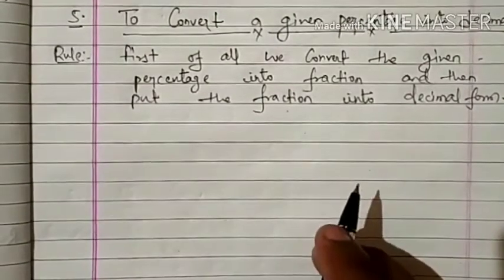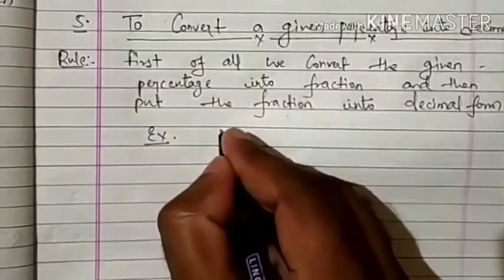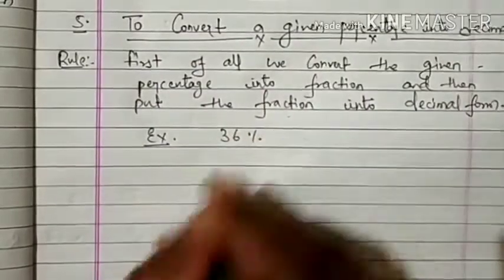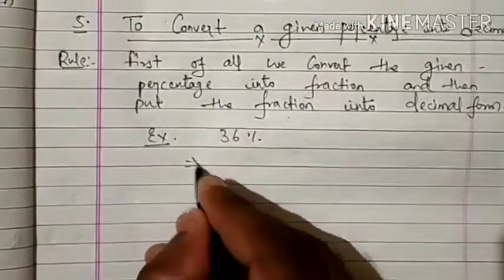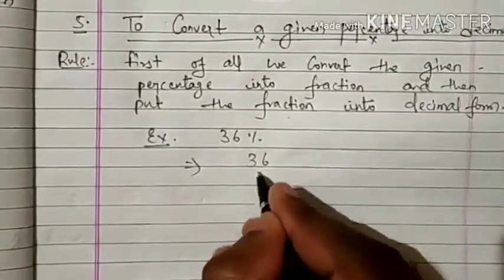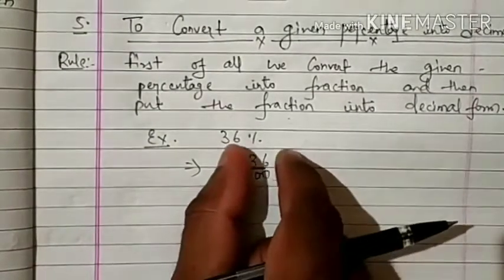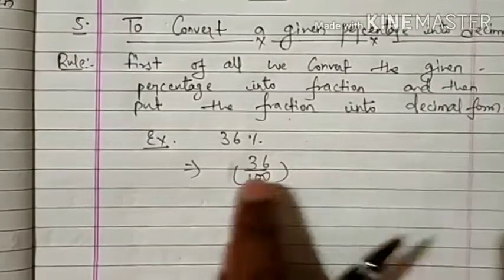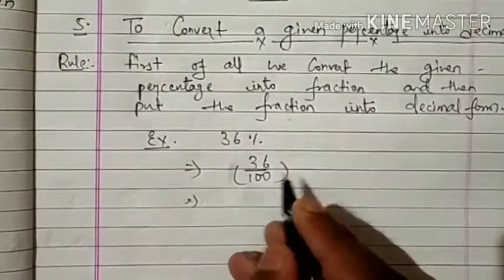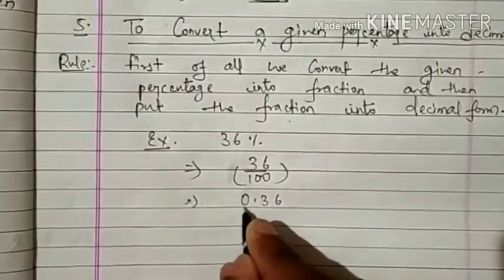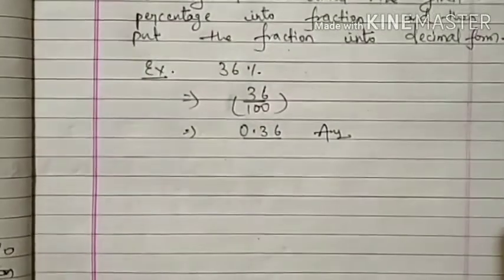To make you more clear, let's take an example. Suppose you have a given percentage that is 36%. So what will we do? We will convert the percentage into fraction, and you all know how to convert percentage into fraction by dividing it with 100 and removing the sign of percentage. So what do we get? 36 by 100. This is in the form of fraction, but we have to find the decimal form. So 36 by 100, we can put a decimal: 0.36. This is our answer.